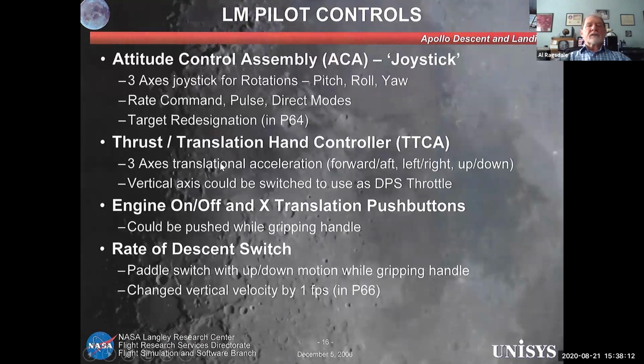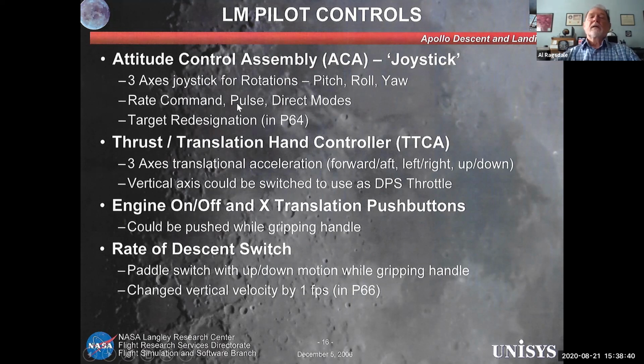The pilot controls, they called it the ACA, but we call it a joystick nowadays. It had 3-axis rotation, pitch, roll, and yaw. There were 3 modes you could select. Rate command made it fly similar to an airplane. If you move the stick, it rotated. If you let go of it, it would stop and hold that attitude. And the further you push the stick, the faster you rotated. And that was the way they flew most of the landings.